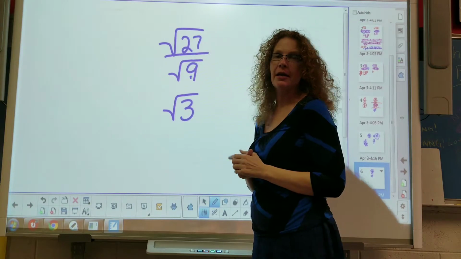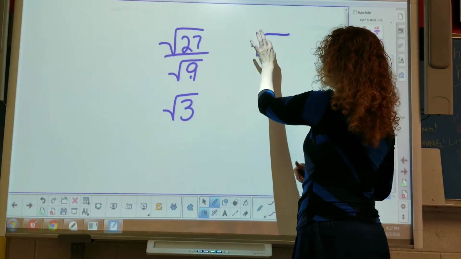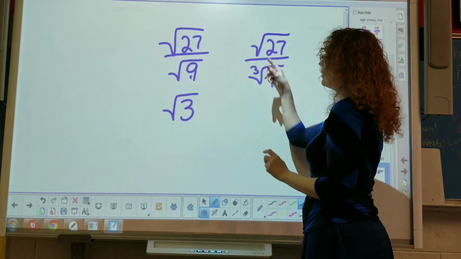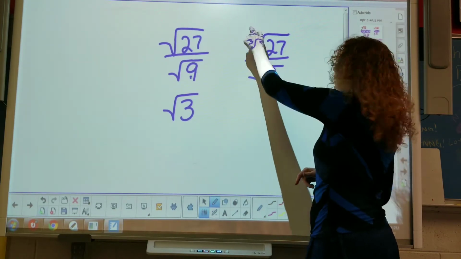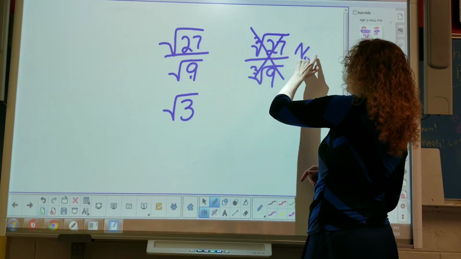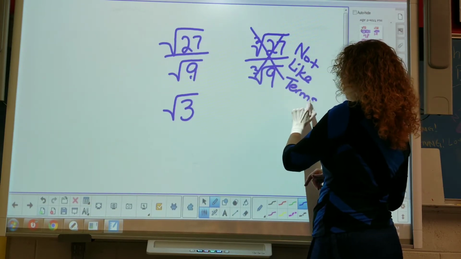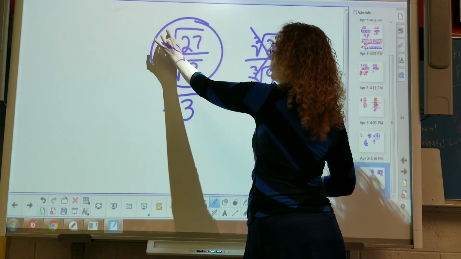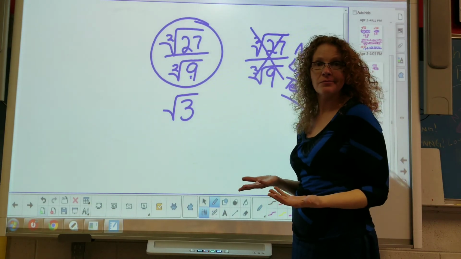Kind of basic. Now, if you ended up with something, let's say square root of 27, divided by the cube root of 9, this is a square root, so its index is a 2 and a 3, not like terms. Those you could not put together. But because these are like terms, both of them have an index of 2, I can simply divide it. And that's it.